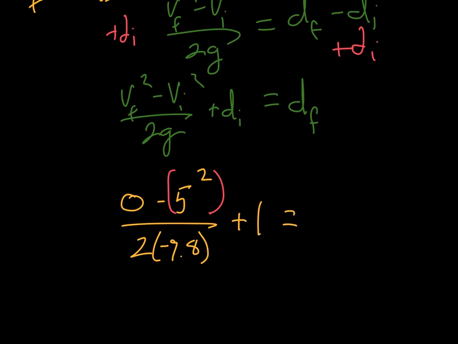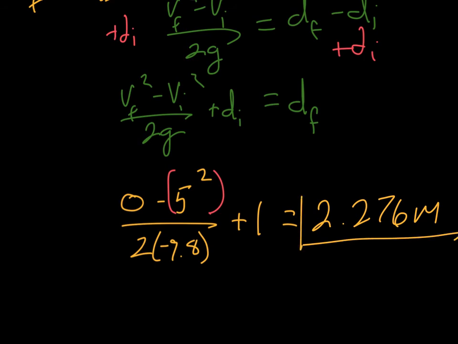So that's your equation. So we are going to put this in our calculator, and we get an answer of 2.276 meters. So there is how high above the ground the ball goes. Now we'll go ahead and clear all this and go back to the original question so we can answer part B.